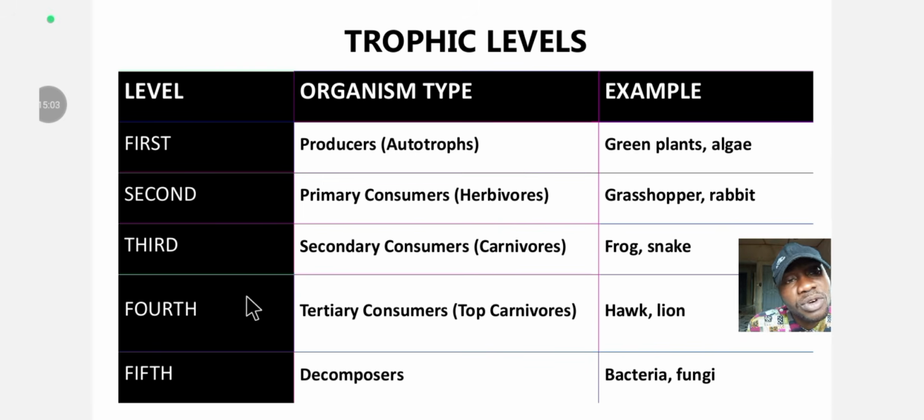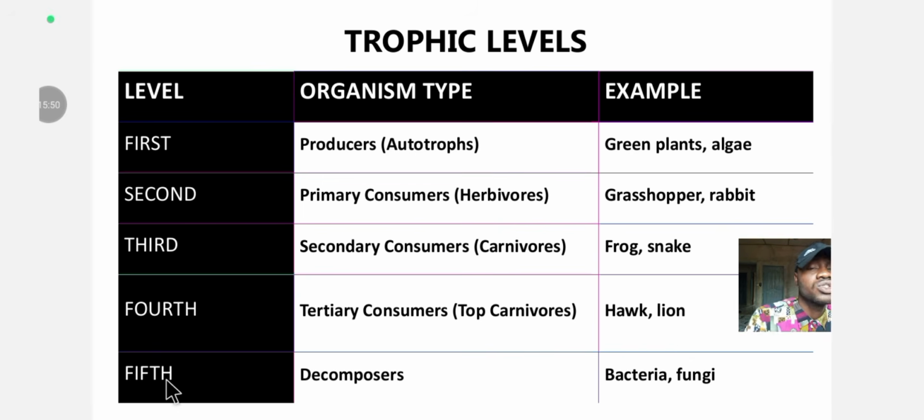Then for the fourth trophic level, you have the tertiary consumers, which are the top carnivores, carnivores that feed on bigger animals. For example, you have hawk, you have lion. Lion can feed on deer, hawk can feed on rabbits, hawk can feed on smaller birds too. You also have eagle here. I think while I was explaining food web, I mistakenly called this lion and this hawk secondary consumers. So I want to quickly correct that right now. Lions, hawks, eagles, they are not secondary consumers, they are tertiary consumers.